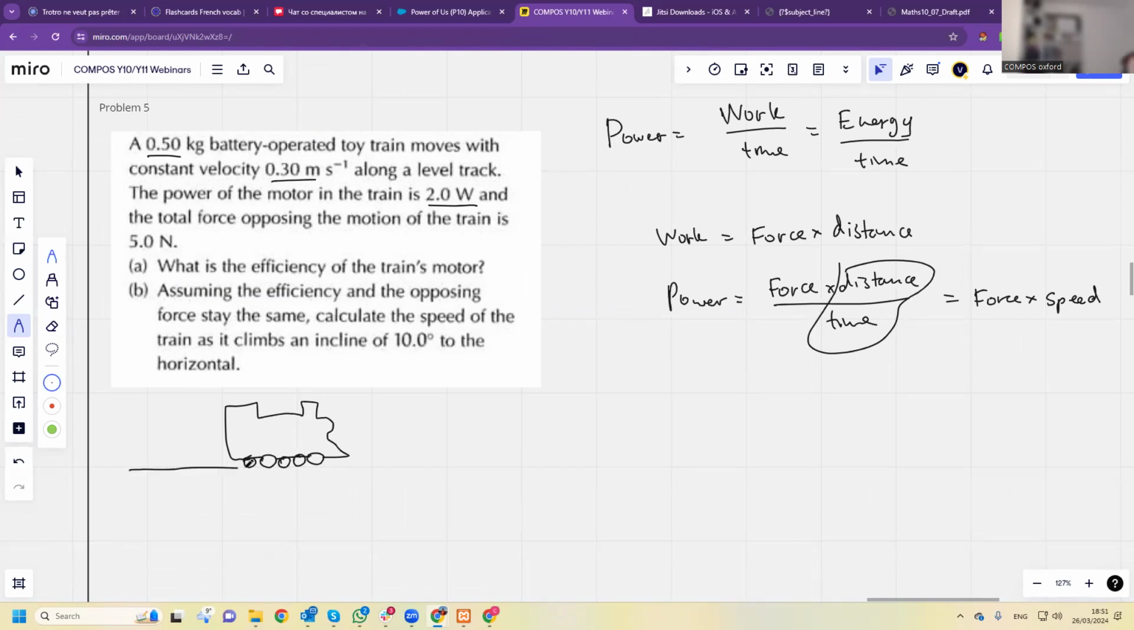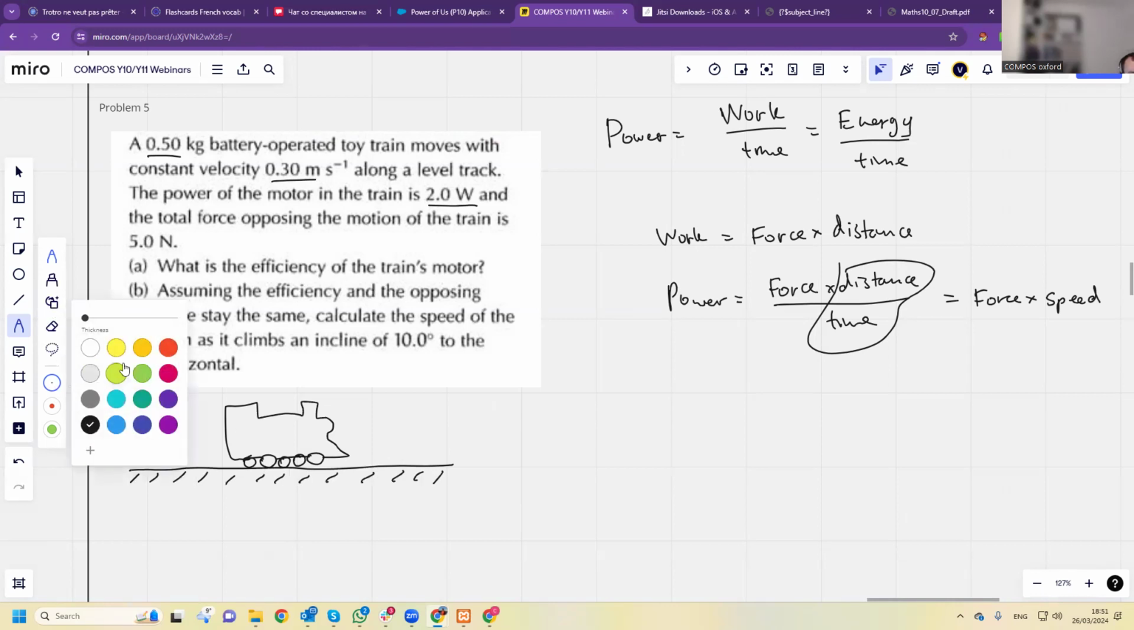Okay, traveling on a level track. They're not telling you the force with which the train pushes itself along the road. However, they do tell you that the force opposing the motion is 5 newtons. Can we work out the force pushing the train forward? Force of the engine.